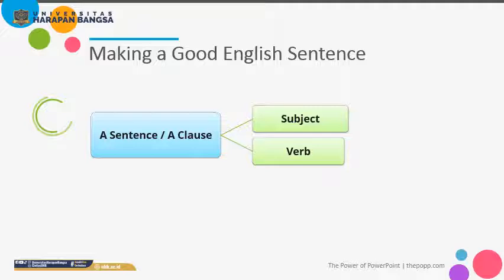So subject is the person or the thing that does the action, while the verb is the activity or the action that is done by the subject. For example, I speak English. The actor, the person who does the activity is I. So I is the subject. Speak is the activity or the action. So speak is the verb of the sentence.